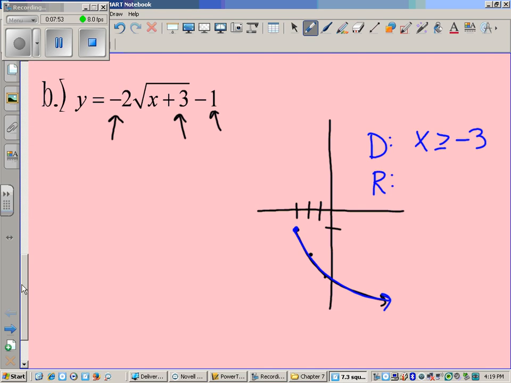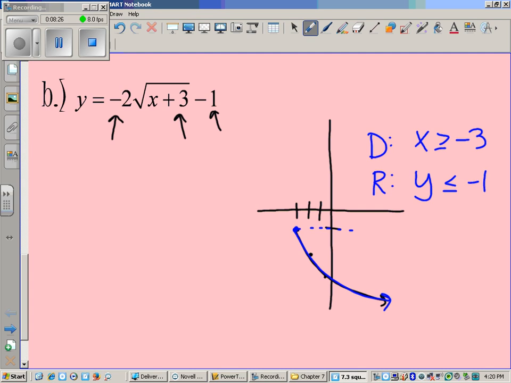Okay, what about range? Range is how far up and down on the y's. So where does it start? On the y's, it looks like it starts here at negative 1, right? It starts at negative 1, and does it go up or down? Oh, this time it goes down, doesn't it? So y is less than or equal to what? Negative 1? I started at negative 1 on the y, and I went down below it, so I'm going to say y is less than or equal to negative 1 this time.